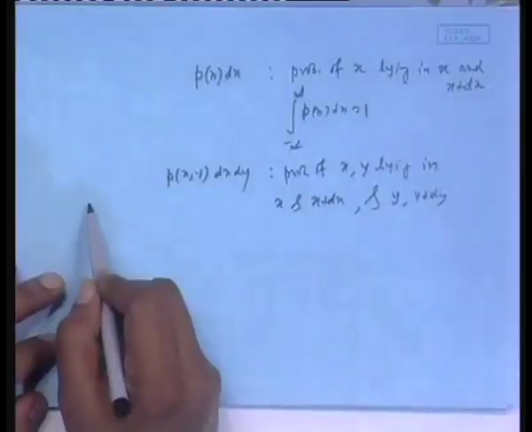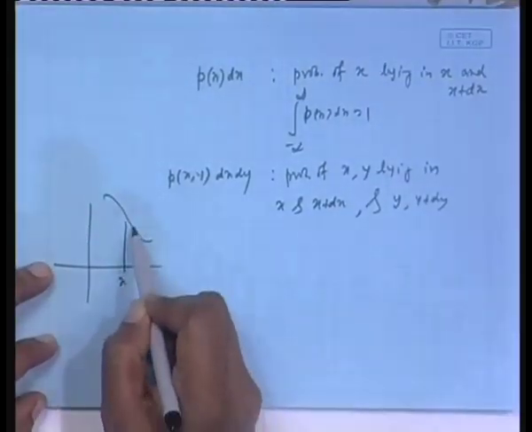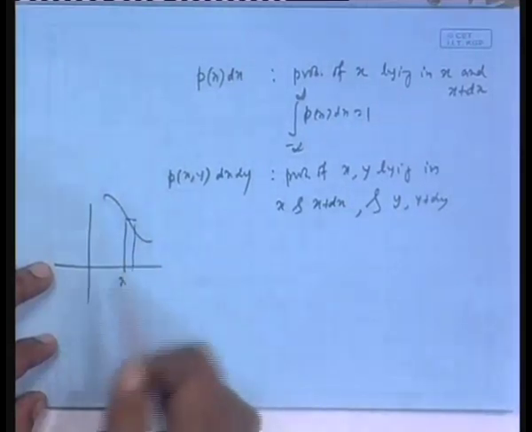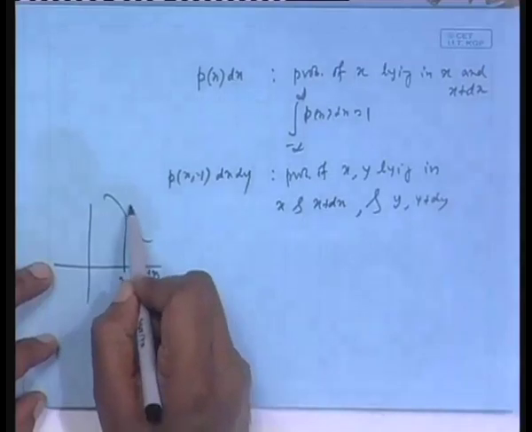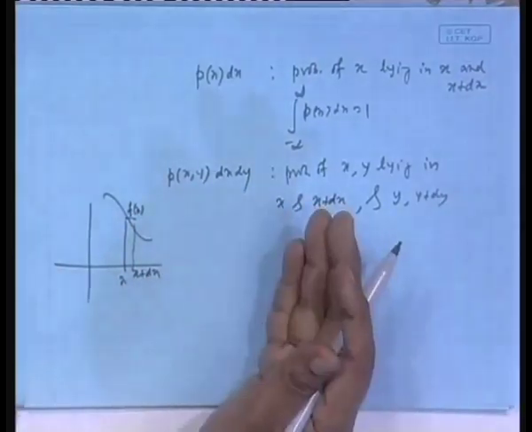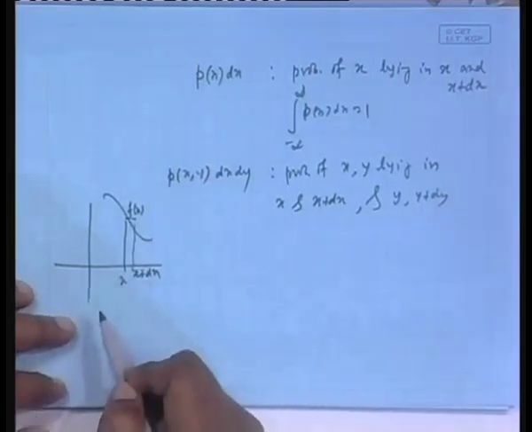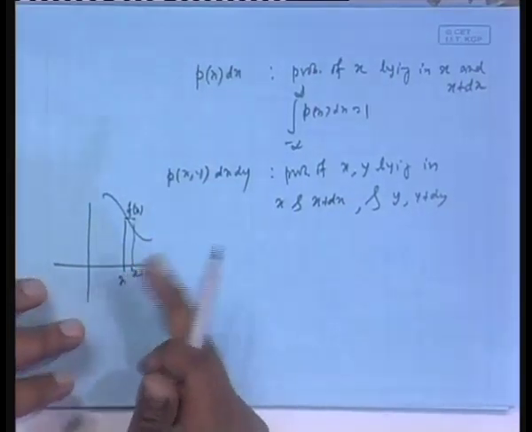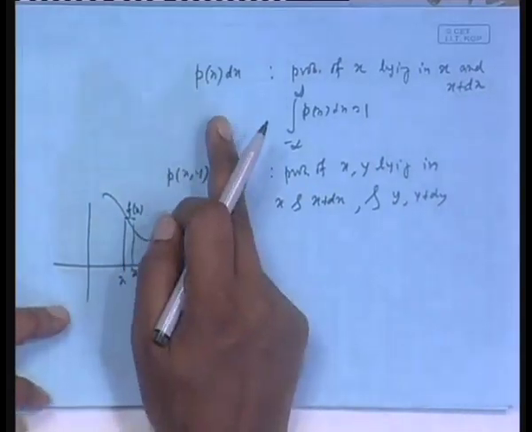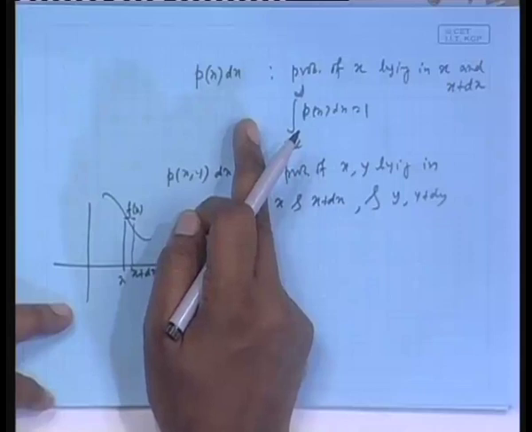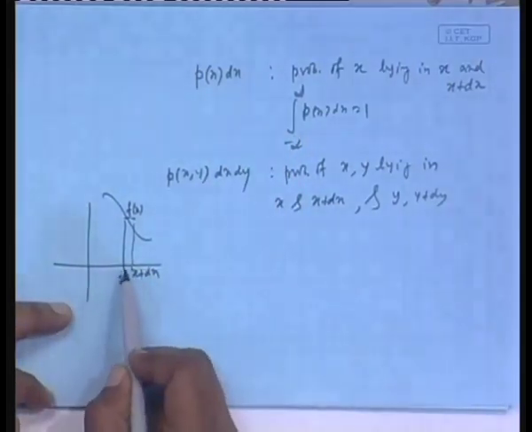Are you following me, or do I have to draw? Suppose it is like this: you are here at x, and between x and x plus dx you are approximating it. Its value is f(x), because dx is infinitely small. But what is the probability that I measure x and I get this much of f(x)? That means it is multiplied by p(x) dx. So that is the probability of x lying in this range.